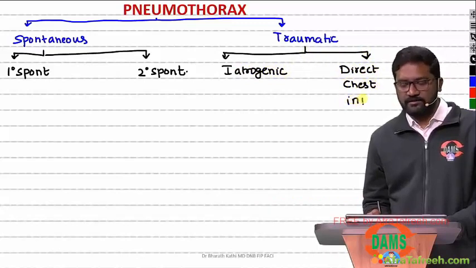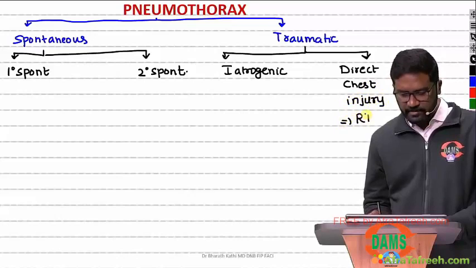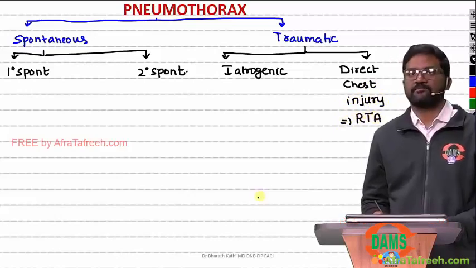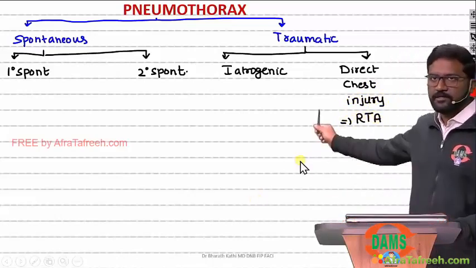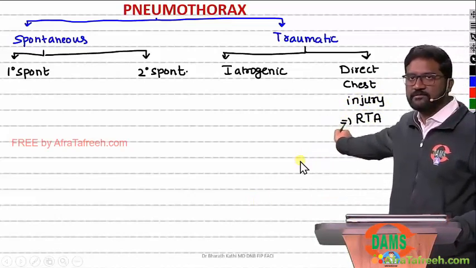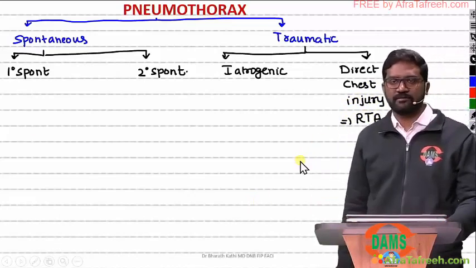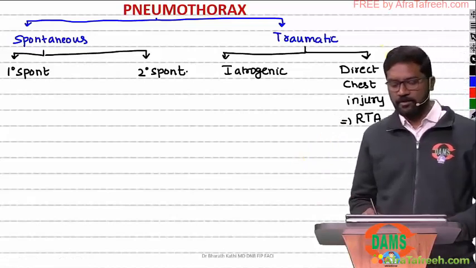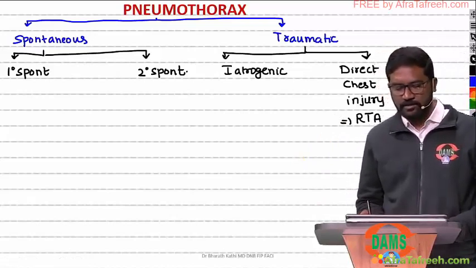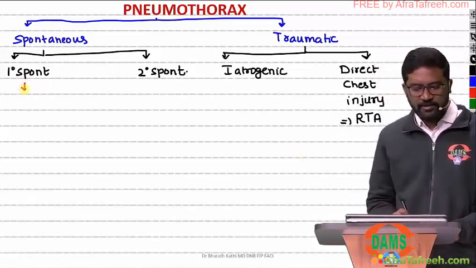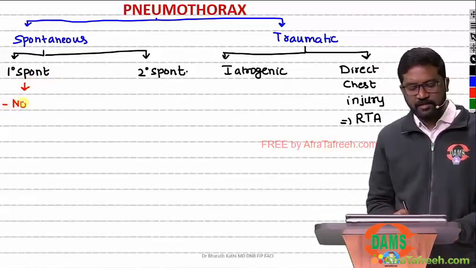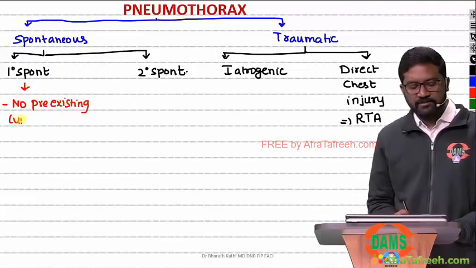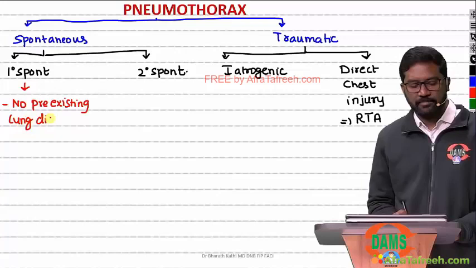So where does direct chest injury generally happen? As a part of road traffic accidents. Generally these direct chest injuries are dealt with by surgeons, so today we will see non-surgical causes predominantly. In primary spontaneous pneumothorax, there is no pre-existing lung disease, but still pneumothorax happens.